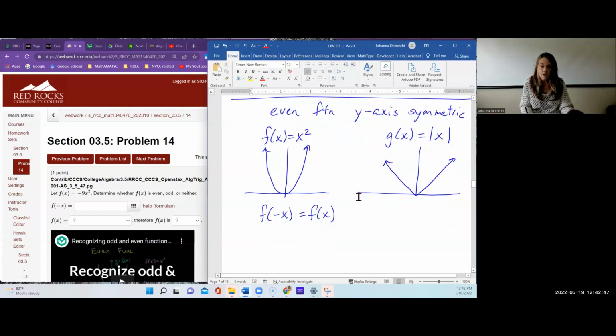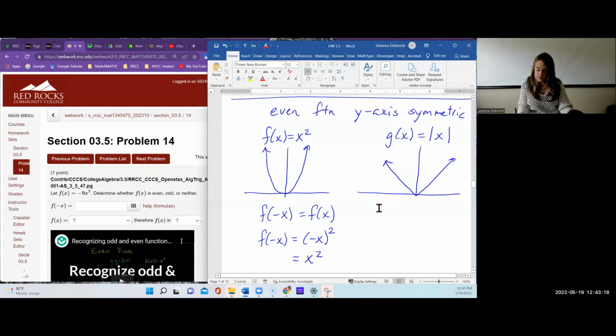Let's test that on our toolkit functions. If I do f of negative x, I get a negative x quantity squared. Remember to open up the hole and to substitute in what you have. That means that the negative goes on the inside and the 2 is outside. A negative squared is a positive, so this leaves me x squared. But x squared was the original function f of x. This proves algebraically that it's even.